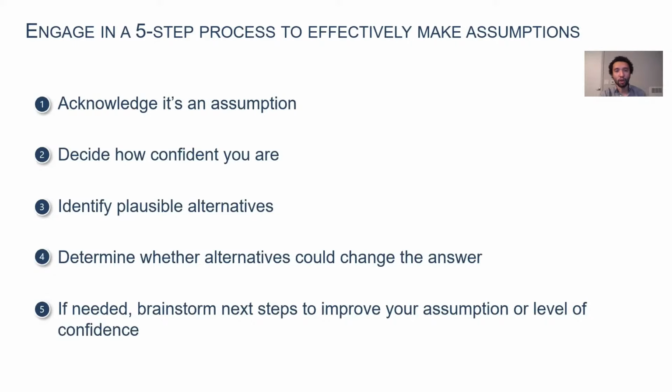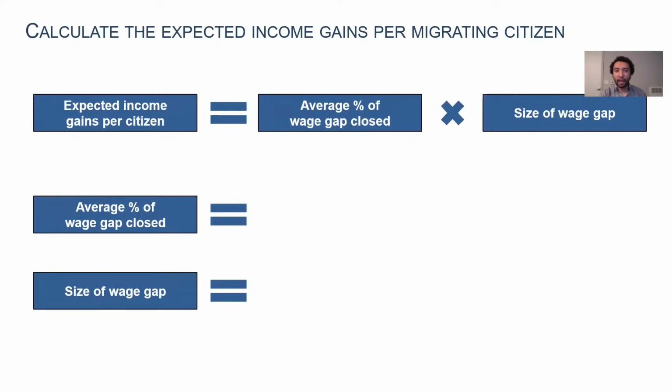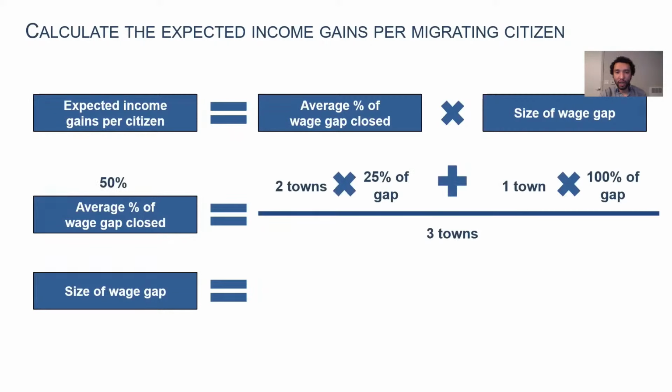Now, let's try this process by making an assumption to determine how much we expect per capita income to increase for each person who migrates. I'm going to make my assumption by leveraging the data we already have on how Jada's nonprofit performed in other towns. If we have 2 towns that closed 25% of the wage gap and 1 town that closed 100% of the wage gap, that means that if we give each of the villages equal weight, on average, 50% of the wage gap will have closed.